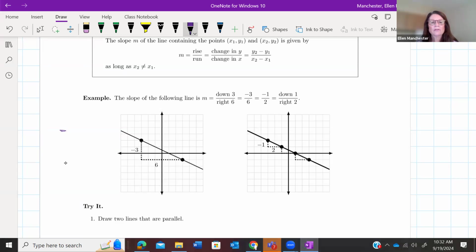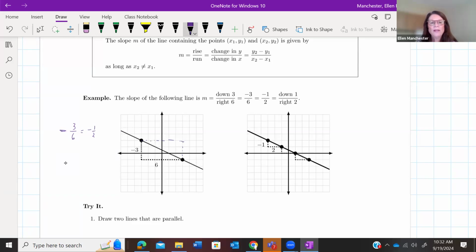Pick 2 points. You create a right triangle between those 2 points. So I could have done a right triangle up here too. It doesn't matter top or bottom. You count how far down you went or up and how far over. So I went down 3 and over 6. So I went 3 over 6, which is the same as negative 1/2.